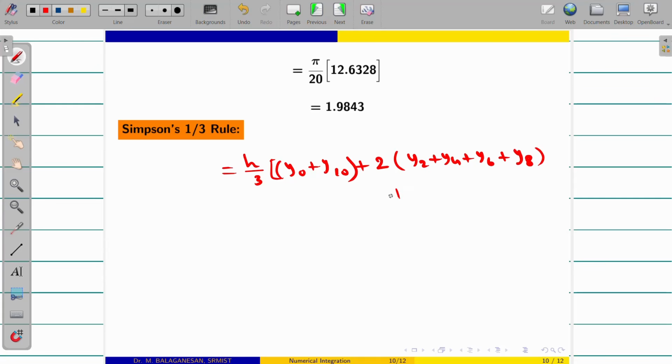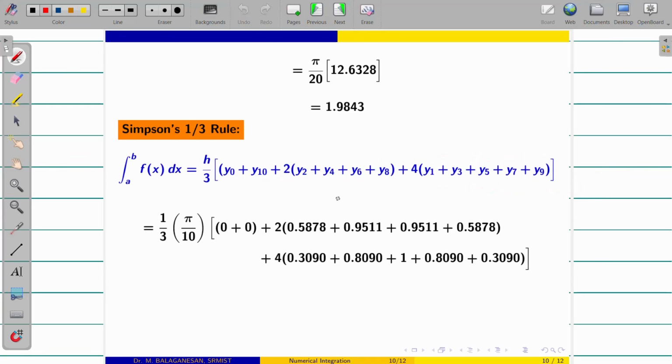Plus 4 times. Will you write 3 here? When will 3 be there? In the 3/8 rule, not the one-third rule, in the 3/8 rule it will be 3. 4 times of the rest of the values, which are the odd values: Y1 plus Y3 plus Y5 plus Y7 plus Y9. That's it, guys. This is the Simpson one-third formula. Apply that formula, substitute the values, and you can get the answer.